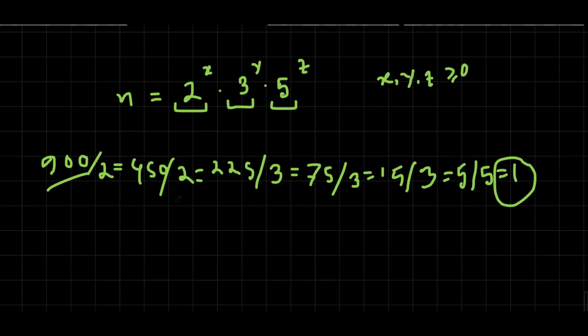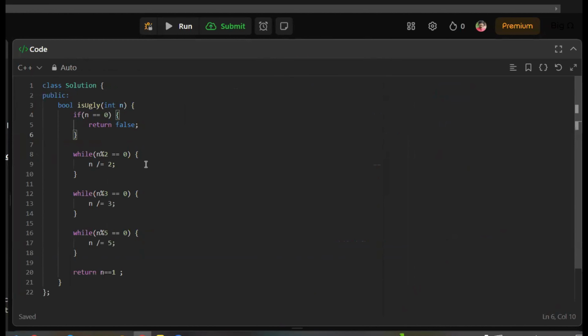So that's it. That's the algorithm. I hope you understood the algorithm. Now let's move on to the code. In this problem, the code is pretty simple. At first, we are given a function. We have to return true if the given n is an ugly number. Otherwise, it will return false.